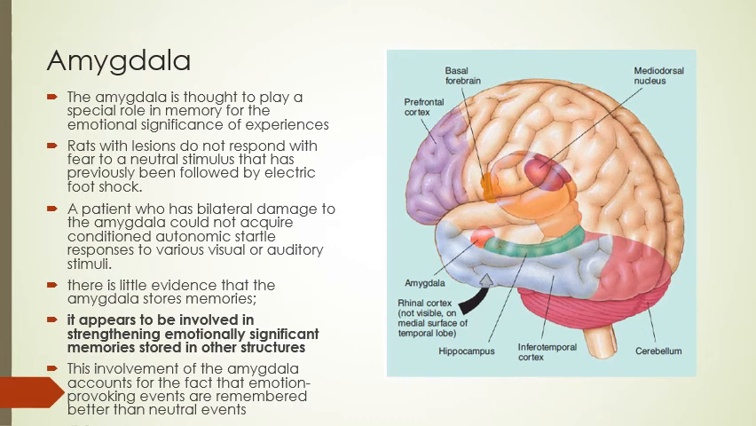For example, there's a study involving rats. Rats with lesions do not respond with fear to a neutral stimulus that has previously been followed by an electric shock. A patient who has bilateral damage to the amygdala could not acquire conditioned autonomic startle responses to various visual or auditory stimuli. But there is little evidence that the amygdala stores memories. Its function mainly appears to be involved in strengthening emotionally significant memories stored in other structures.